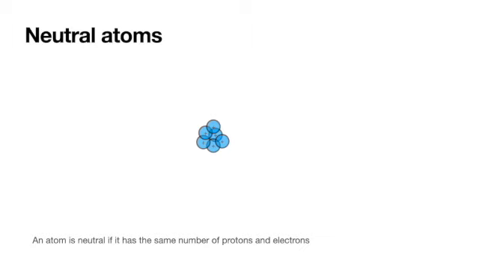An atom is said to be neutral if it is neither positively charged nor negatively charged. If an atom is neutral, it must have the same number of electrons as protons. For example, a carbon atom has 6 protons. For the carbon atom to be neutral, it must have 6 electrons.